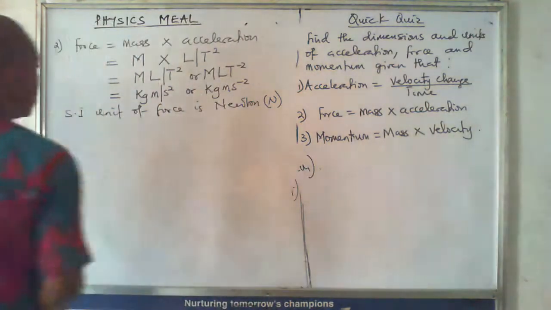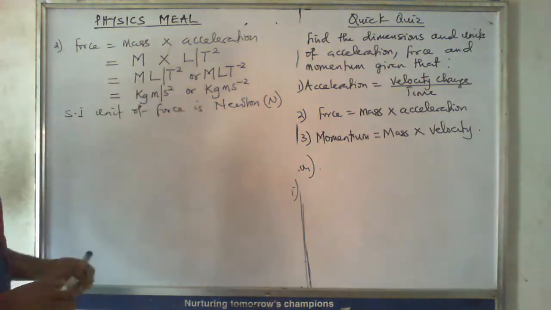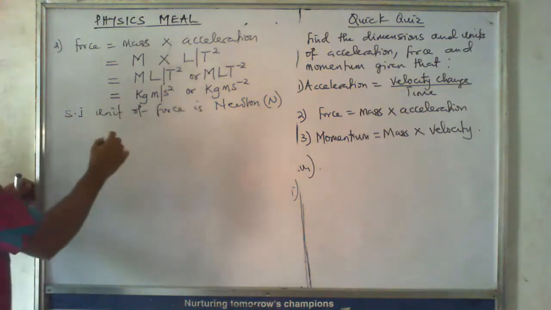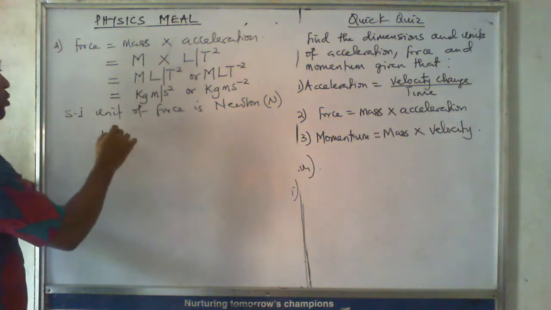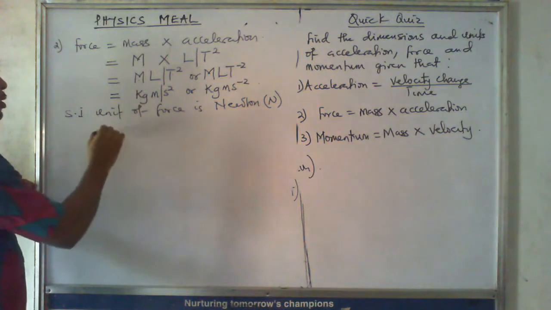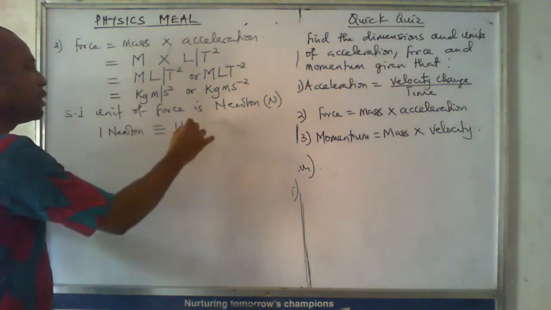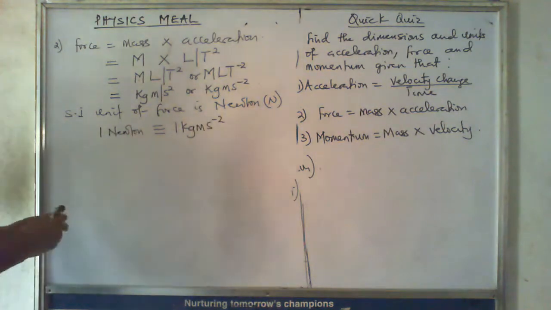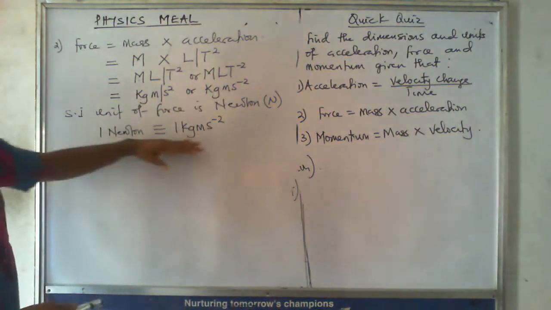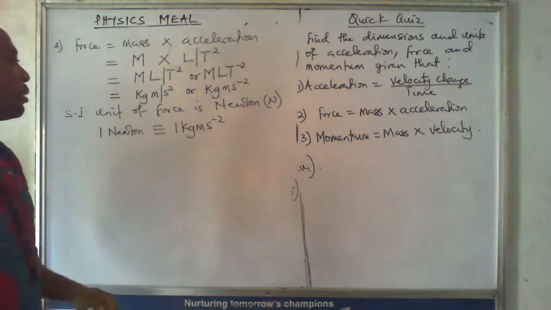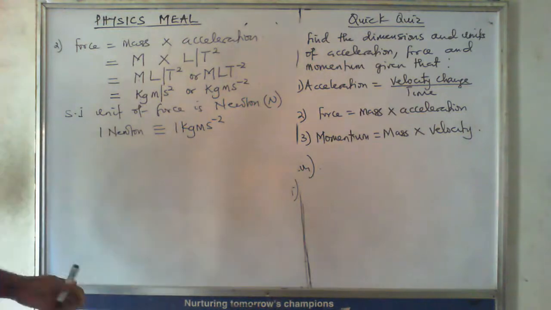Now, this SI unit of force, which is Newton, is equivalent to this. And we can now say that 1 Newton is equivalent to 1 kilogram meter per second square. So a Newton is equal to 1 kilogram meter per second square. That's 1 Newton. All right.